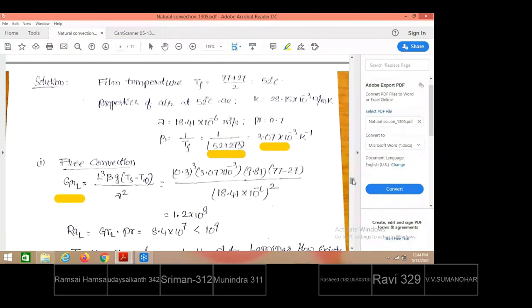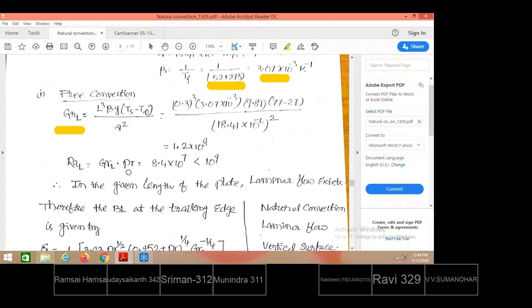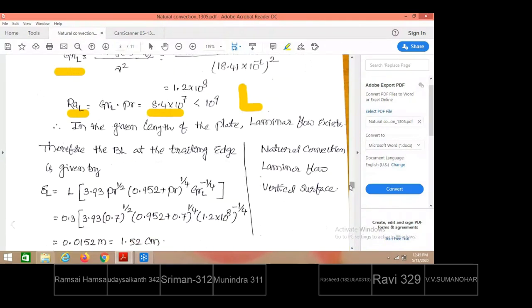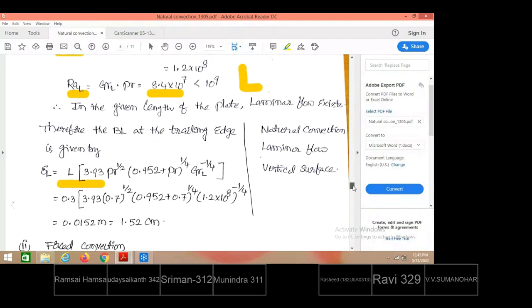After getting the Grashof number, multiplied with the Prandtl number, the Rayleigh number is estimated. This value is found to be less than 10 to the power 9. Then we say that laminar flow takes place within the given height. Therefore, for laminar flow, the corresponding boundary layer equation is this one. Here we have natural flow, laminar flow for a vertical surface, and this is the constant wall temperature case also.